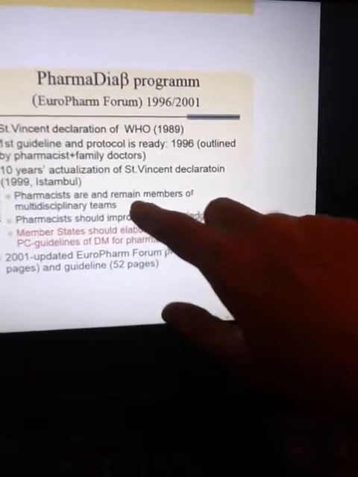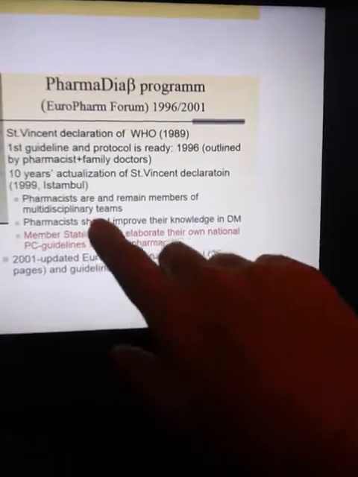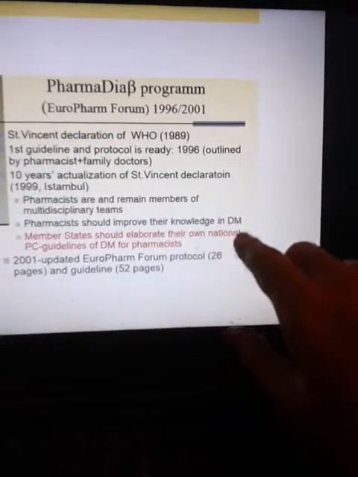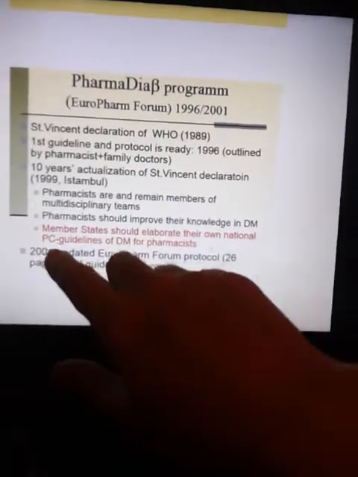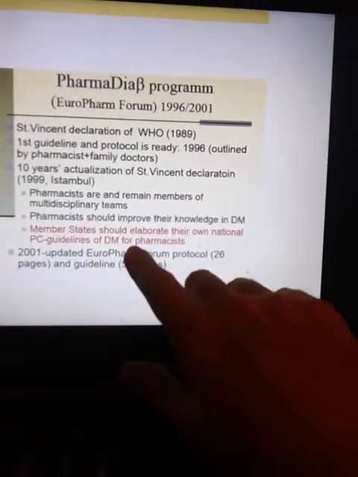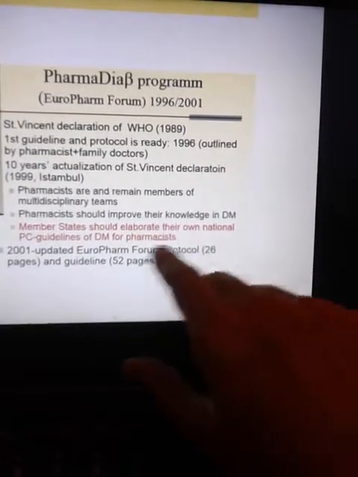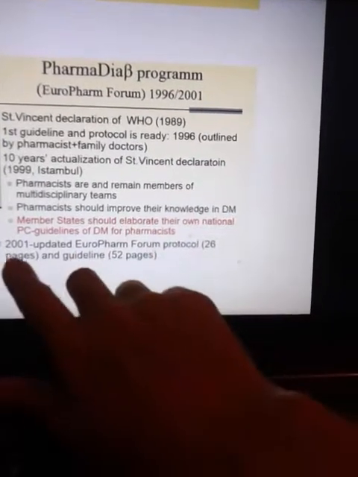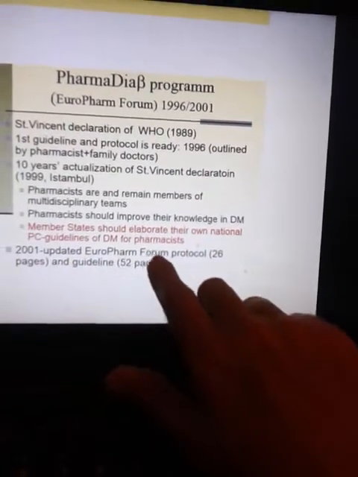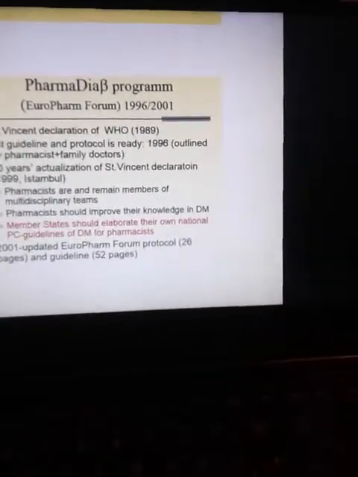Pharmacists are and remain members of the multidisciplinary teams. Pharmacists should improve their knowledge in diabetes mellitus. Member states should elaborate their own national pharmaceutical care guidelines of diabetes mellitus for pharmacists. In 2001, updated Eurofarm Forum protocol in 26 pages and guideline in 52 pages.